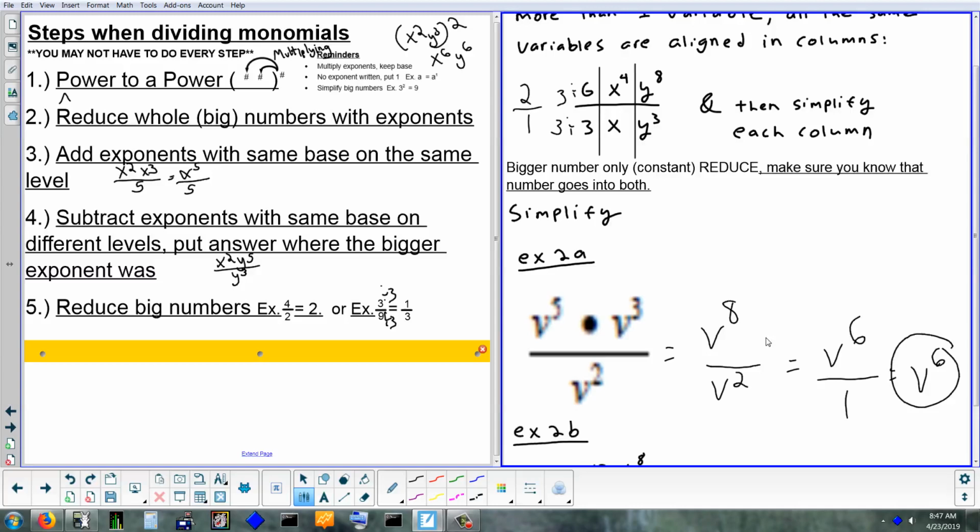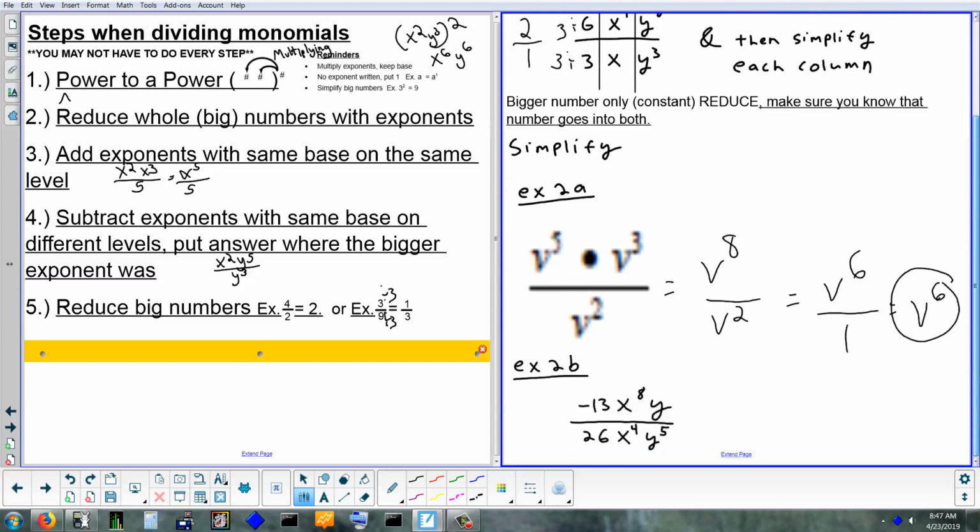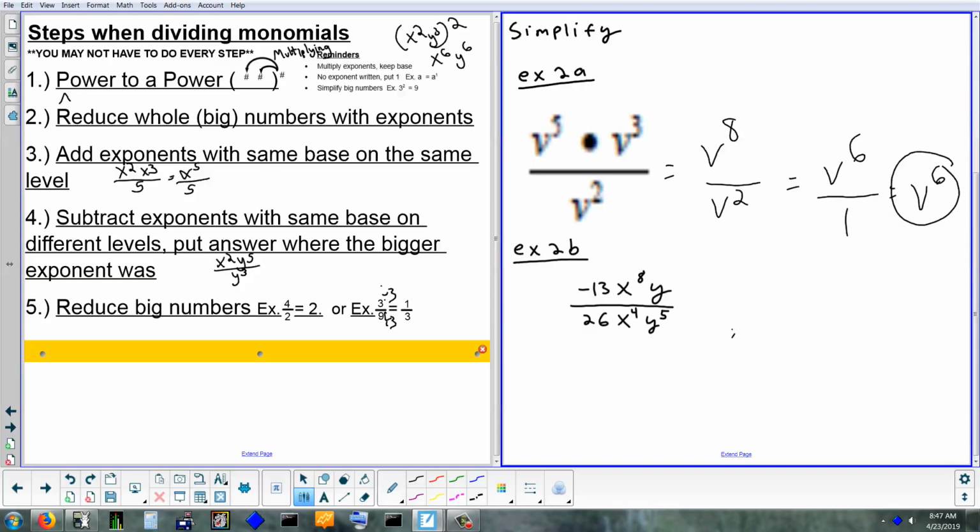Do I have any big numbers to reduce? No. I just have a variable of V, and then my exponent is 6. All right? So that's that. On to this one.